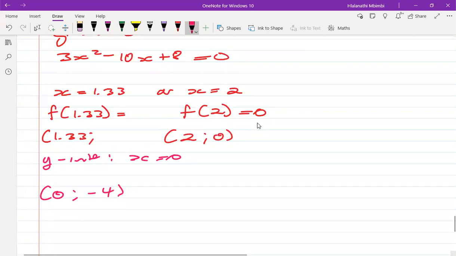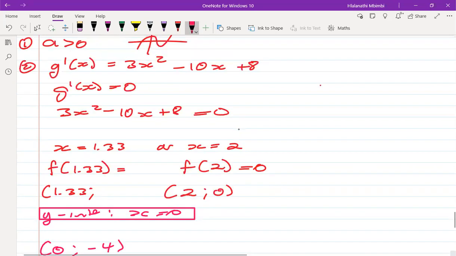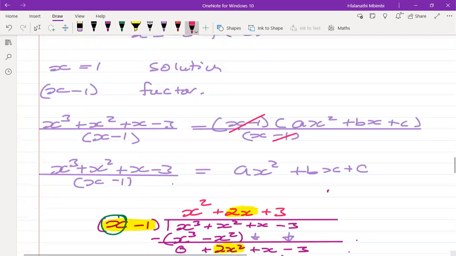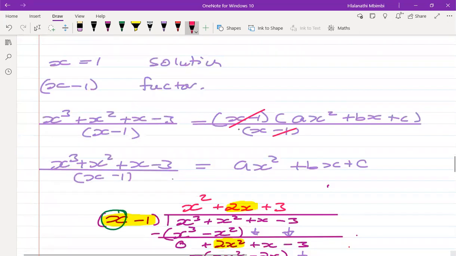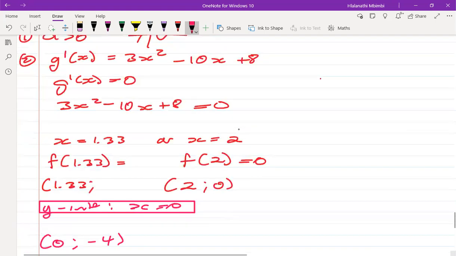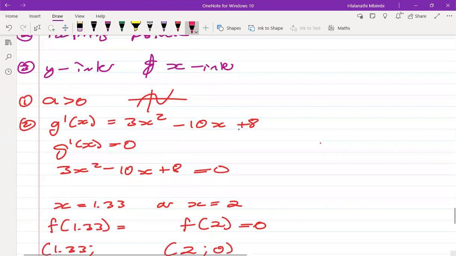So I got both answers. My one x is 1.33 and the other one is 2. So I got exactly the same answers as you saw. Thank you, that helps a lot.